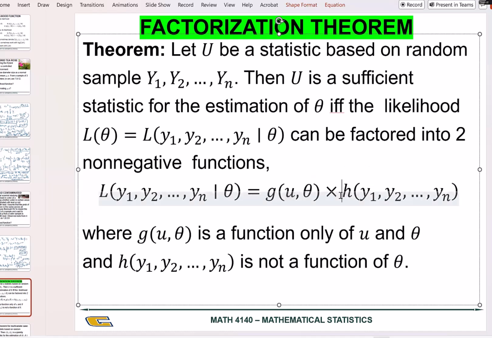So H here is a function that does not depend on theta. It can be constant, it can be a mix of y1 to yn, I don't know, it can be anything. But this term does not contain theta, and this term contains theta. So for the term that contains theta, the U goes with that term. U here is your function from y1 to yn. Then U will be a sufficient statistic.